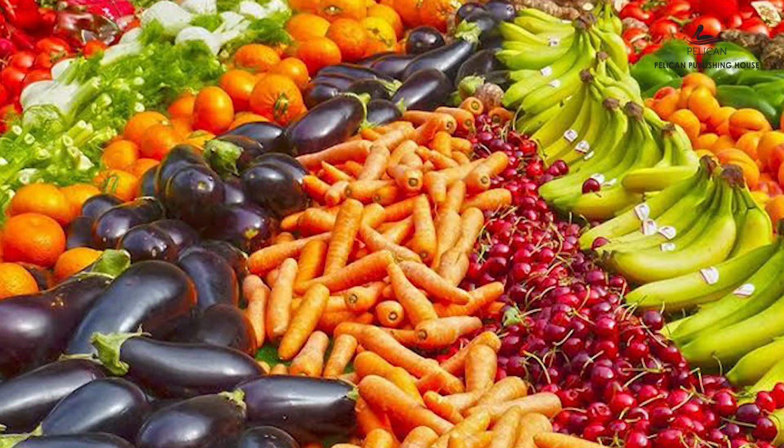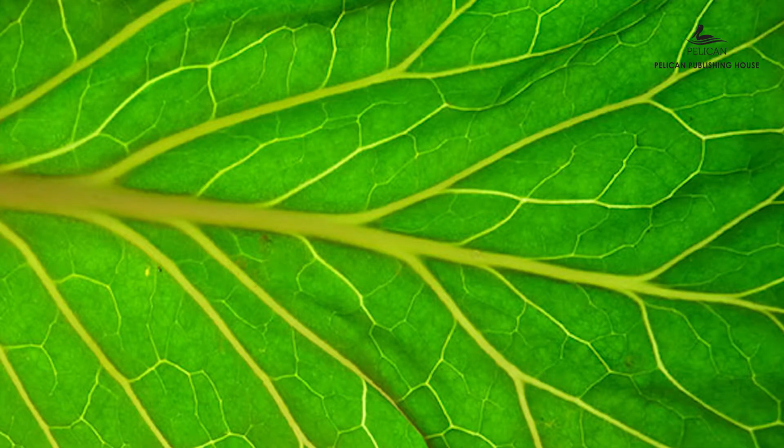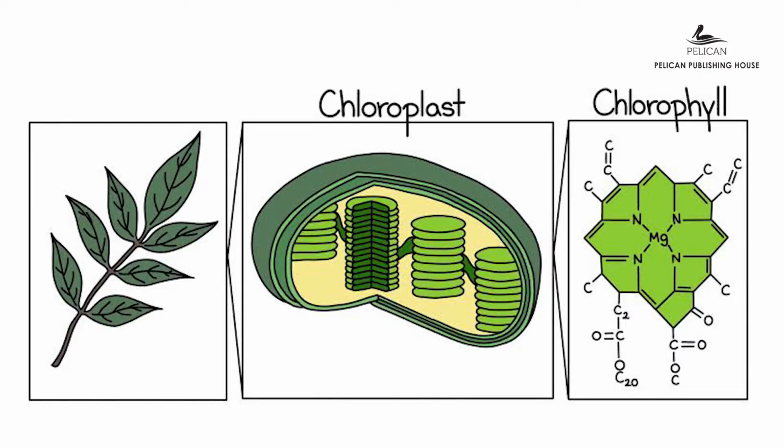Fruits, vegetables, wheat, rice, etc. are the food items we get from plants. But from where do plants get their food? Plants make their own food. That is why plants are called producers. They make their food in their green leaves. The leaves are green in color because they contain a pigment which is called chlorophyll.